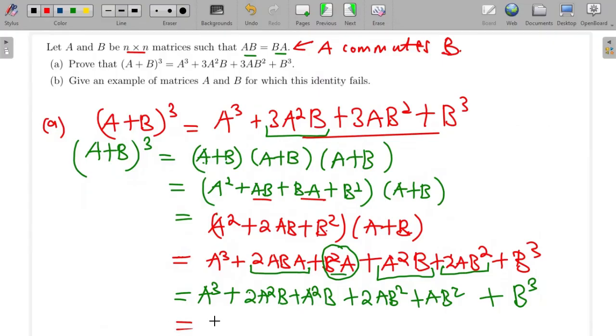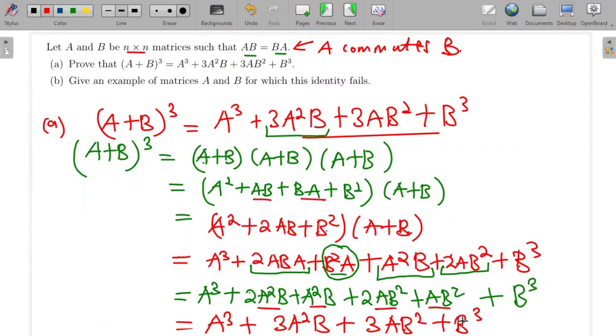So this will be equal to A to the power 3 plus, this and this are the same. And here we have 2, here we have 1. So this will be 3A squared B plus, this and this are the same. So that will be 3AB squared plus this will just be B to the power 3. And we can see that's exactly what we are told to prove. Okay, that this is actually equal to what we have in the question. So you say hence proved.